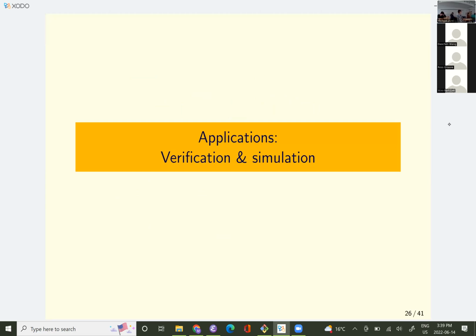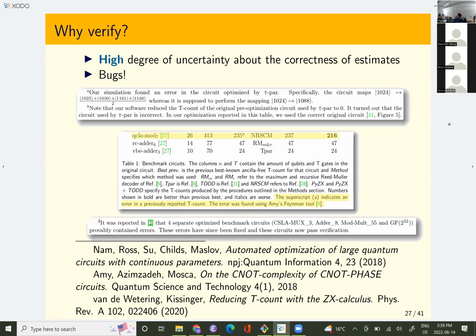Okay, so applications. What can we actually do with these rewrites in this representation? When I first started working on this, the main reason was to be able to verify quantum circuits. I was interested in verifying quantum circuits, and the reason is that there's a high degree of uncertainty about the resource estimates done for quantum algorithms. As part of this IARPA QCS project years ago, we were developing quantum compilers and getting resource estimates for quantum algorithms, like figuring out how many gates, what the depth is, that sort of stuff.